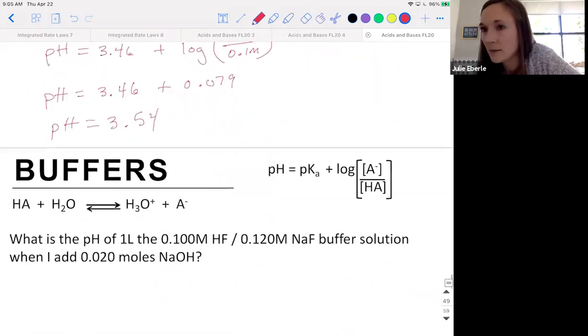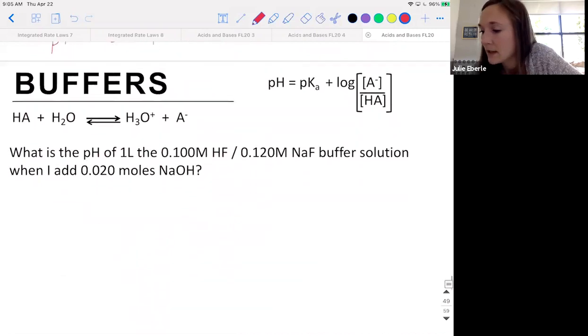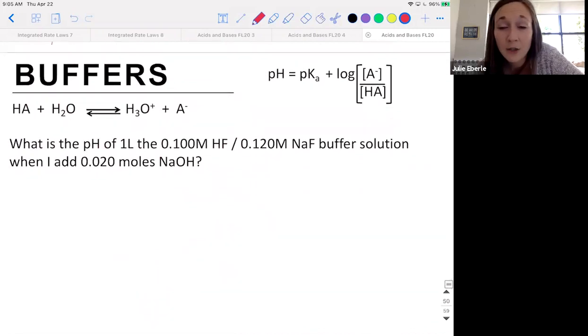Okay, let's keep moving. We got 10 minutes left. So that's a buffer, by the way, has three parts. A buffer problem. There will be one buffer problem on the exam. Step one is you just solve for the pH of the buffer, like we just did. Step two, part two, is you look at what happens when you add a base.